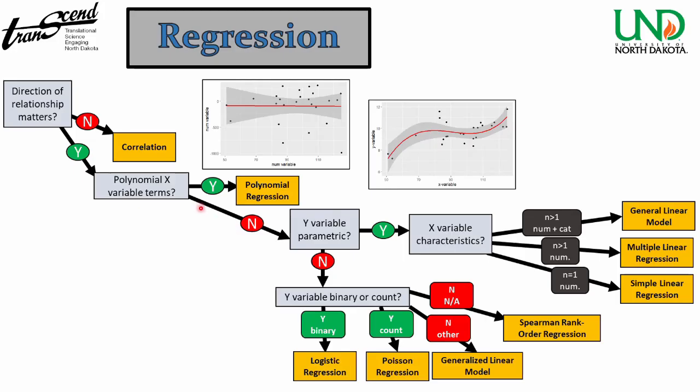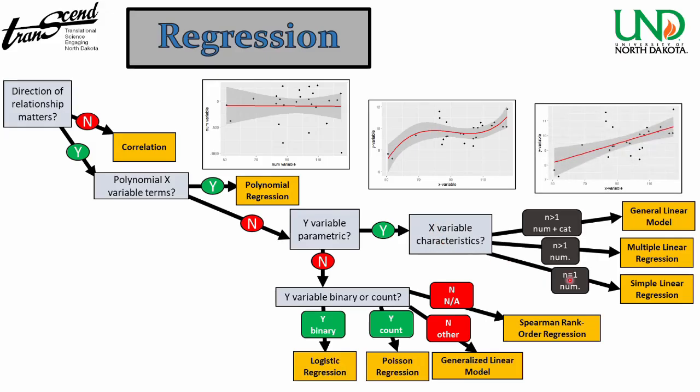Again, if it's not parametric, there's all sorts of alternatives, but if you say yes, so it's normally distributed, the y variable is, you can ask questions about the x variable characteristics. And so the simplest one is if there's one numerical x variable, that's simple linear regression. Y plotted with x, and you're going to see, can x predict y, or is y a function of x? And so that's what that looks like.